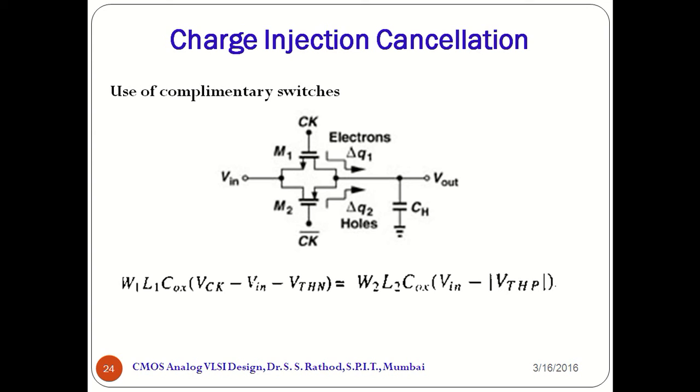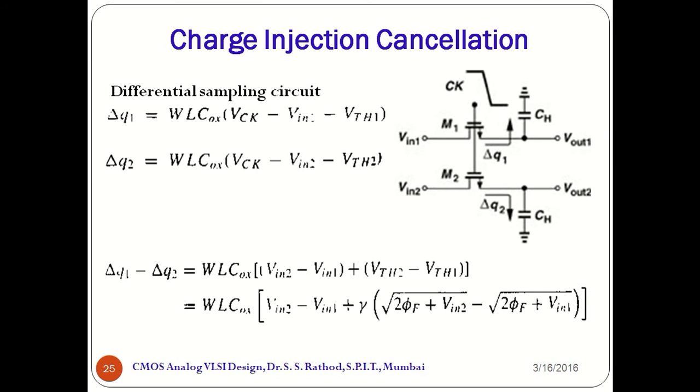Thus, for delta Q1 to cancel delta Q2, we must have W1 L1 C0x (Vck minus Vin minus Vth of NMOS) equal to W2 L2 C0x (Vin minus Vth of PMOS). Thus, the cancellation occurs for only one input level. Even for the clock feedthrough, the circuit does not provide complete cancellation because the gate-drain overlap capacitance of the NFET is not equal to that of the PFET in this case.